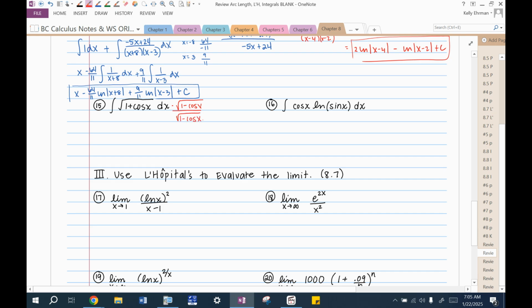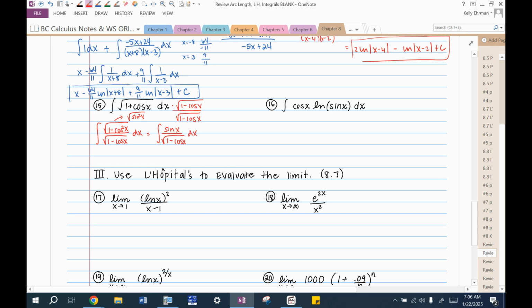Honestly, I don't know if this is going to work. I don't have the answer key in front of me to see what I did. So I'm just going to try this. So this would give me the integral of the square root of 1 minus cosine squared x over the square root of 1 minus cosine x. I think this is going to work. 1 minus cosine squared is sine squared. So this is really the square root of sine squared. So now it's the integral of sine x over the square root of 1 minus cosine x.